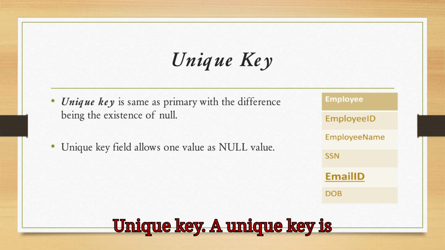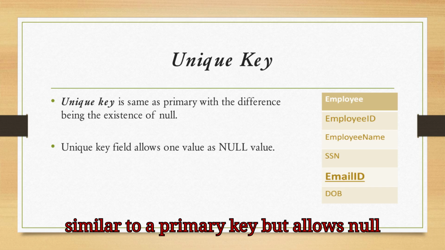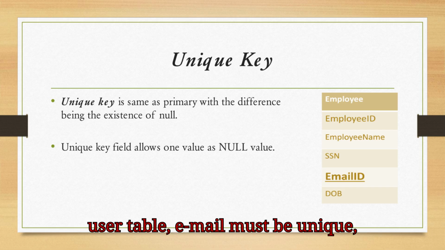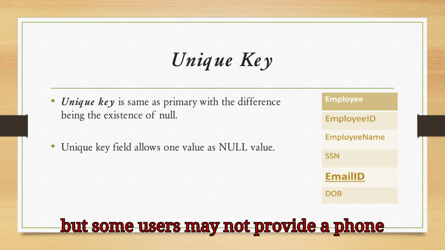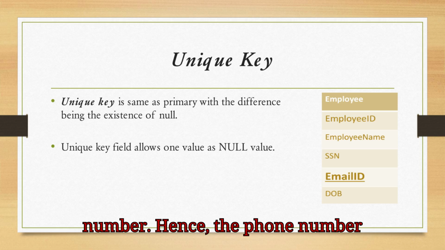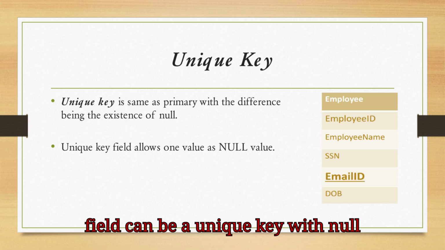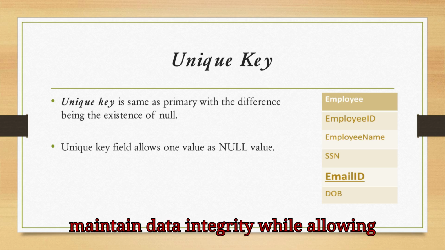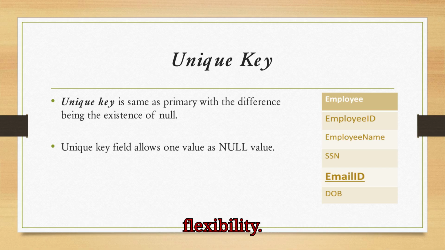Next is unique key. A unique key is similar to a primary key but allows null values. For example, in a user table, email must be unique, but some users may not provide a phone number. Hence, the phone number field can be a unique key with null values allowed. Unique keys help maintain data integrity while allowing flexibility.